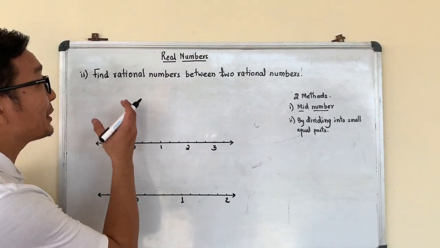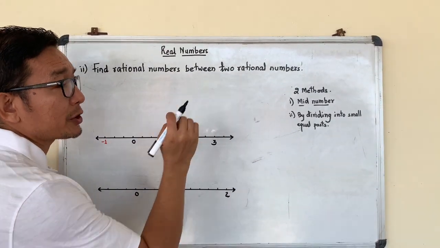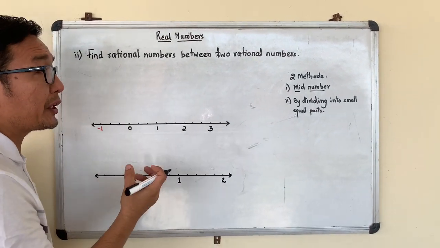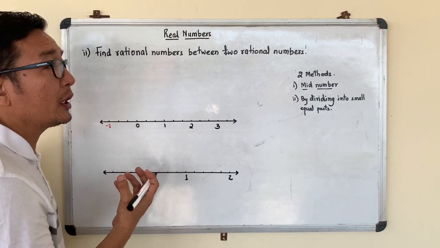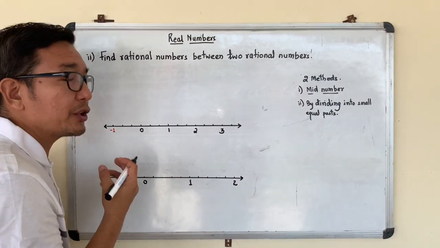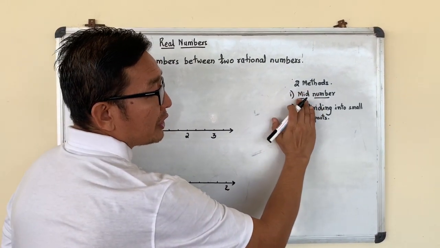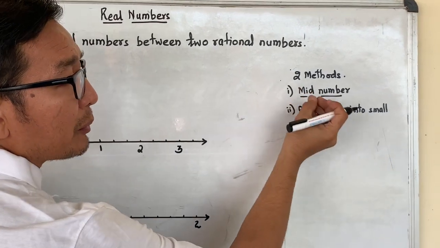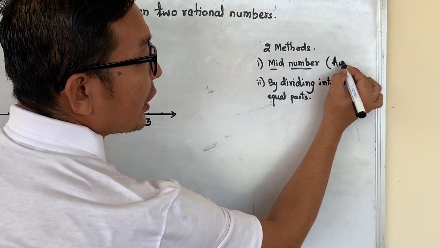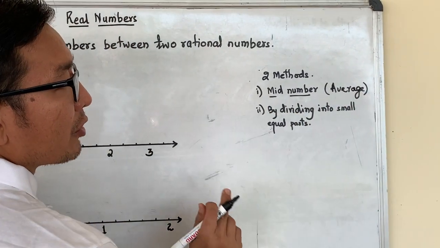And you can also learn how to find rational numbers between two rational numbers. There are two methods. The first method is finding the average, the mid number of the two numbers.